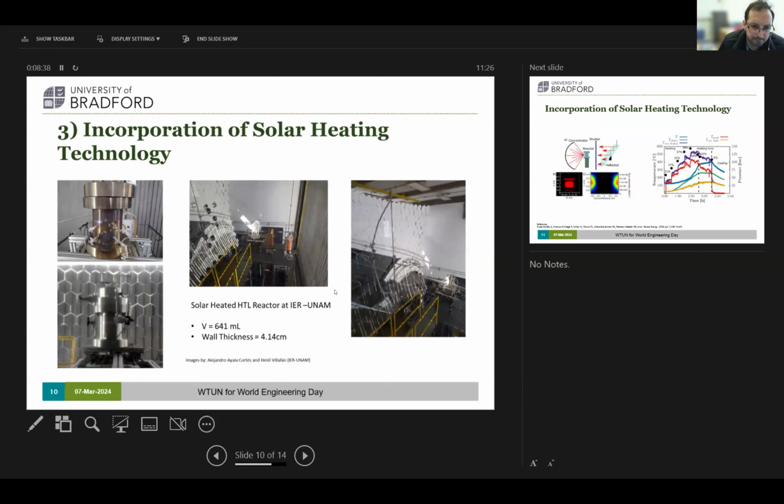And we have a very thick wall reactor because this is the first prototype we were testing. We have the solar oven that can reach temperatures as high as 1000, but it has very good control of the temperature, so we can manage to control temperature in the window between 200 and 400 Celsius. That is the hydrothermal liquefaction range.